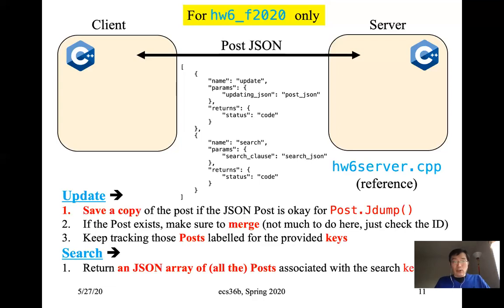And so later, the reason I want to save a copy is that if I don't save a copy, then I cannot do the search, because I need to be able to search later. Okay, so you can actually save a copy on a hard disk. It means that even if the server code is killed and you restart it, you can still find the object, the post. That is what we call the persistent object. Okay, you have to find a way to save it.